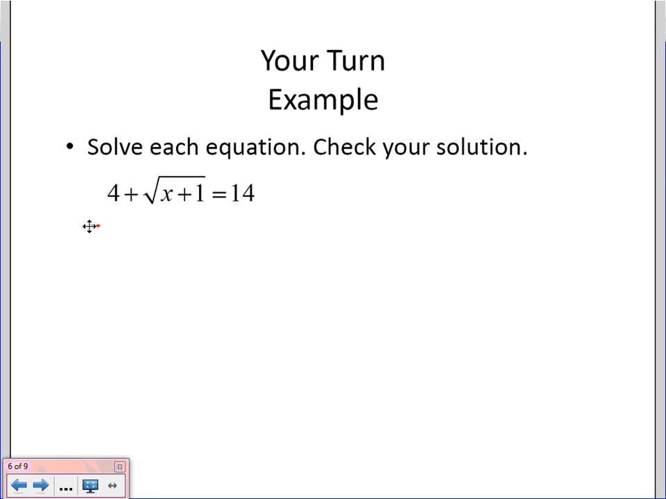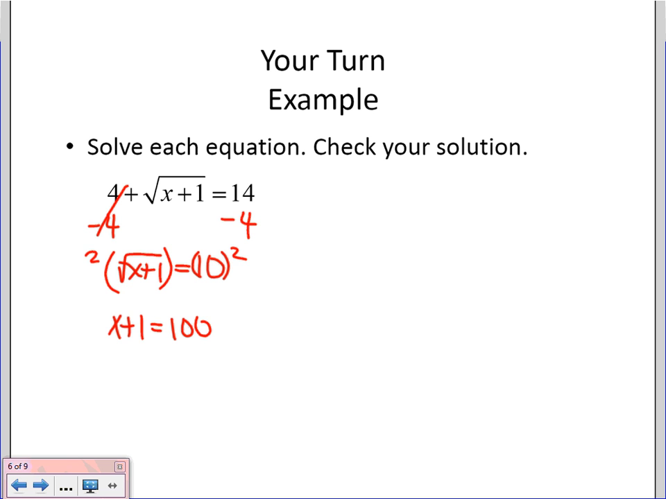All right, so first of all, we were to subtract 4 from both sides, and we have square root of x plus 1 equals 10. And we square both sides, and we have x plus 1 equals 100. And then we subtract 1 from both sides, and x equals 99.